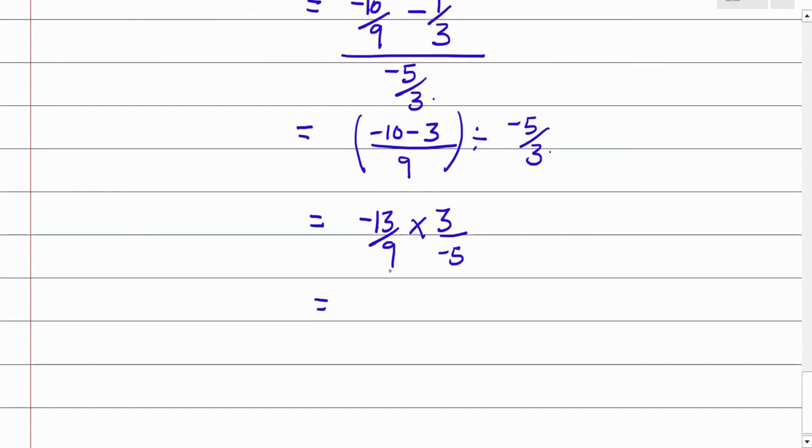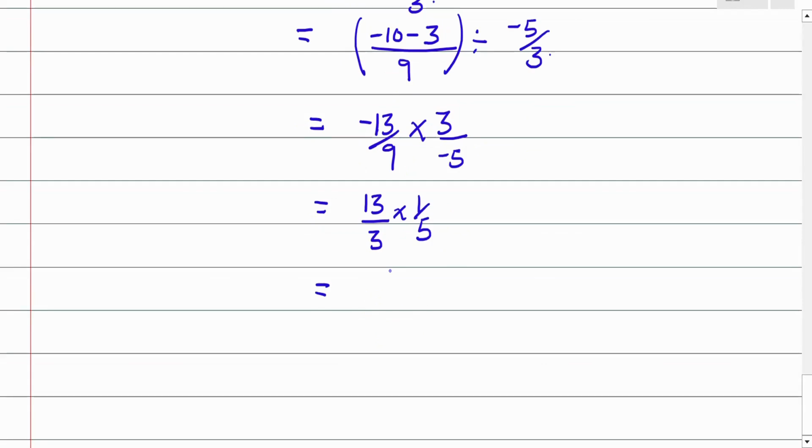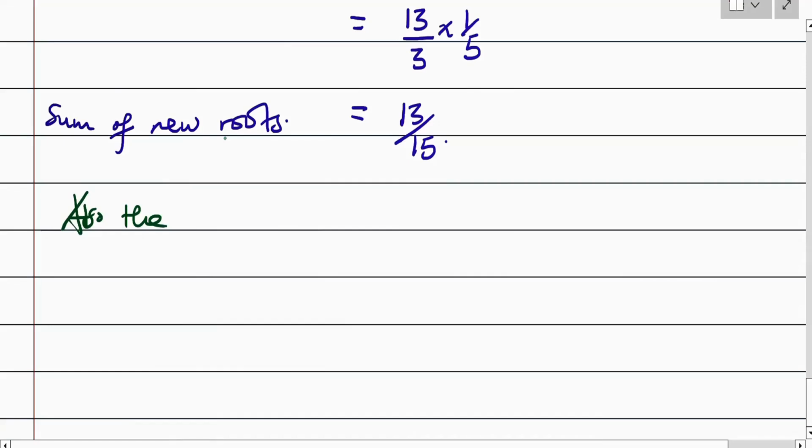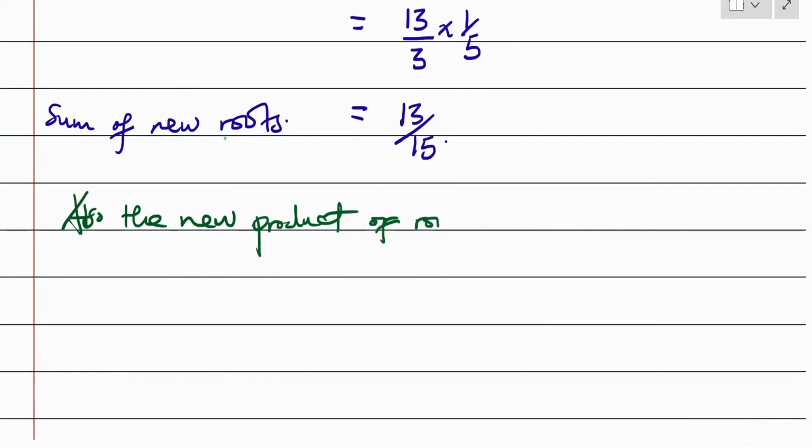You can see that by 3 once, by 3, we are getting 3. Remember, this is a negative and a negative, so we are going to get a positive answer. So we are remaining with 13 divided by 3 multiplied by 1 out of 5. Our sum of new roots is therefore 13 divided by 15. So this is the sum of the new roots.